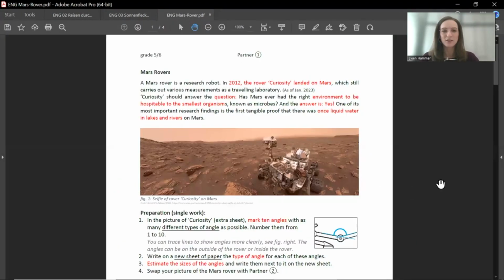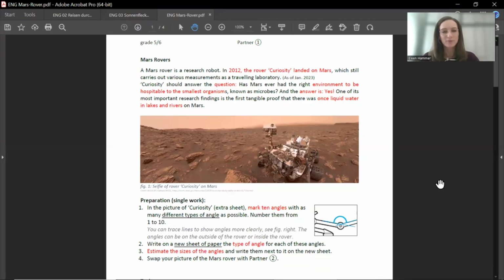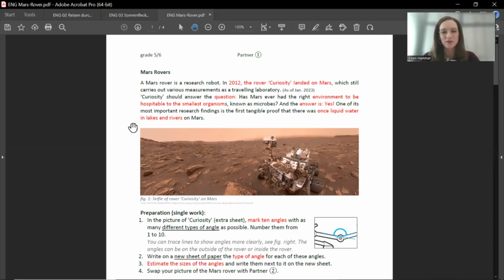The last one is a rather short one. It's an open problem, and it's about geometry. It's about the robots on Mars, the rovers. In the introduction, I tell them about the Mars rover, Curiosity or Perseverance, what their task was on Mars, and what they found out. For example, Curiosity found out that, yes, there once was liquid water on Mars in lakes and rivers.